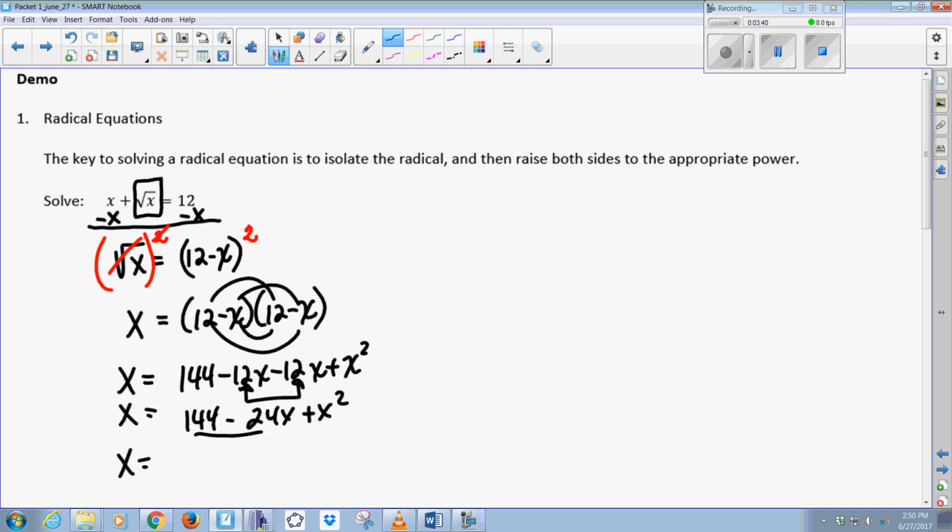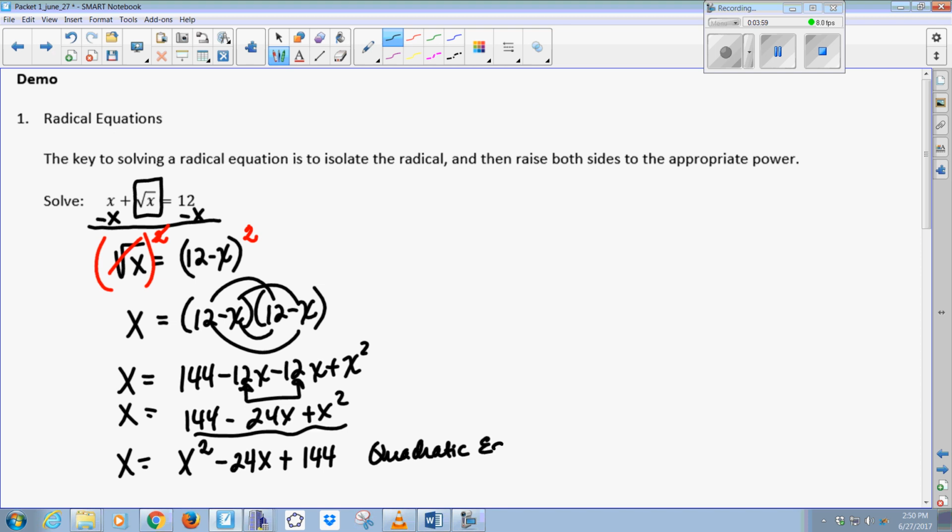Typically, we usually rearrange the expression on the right-hand side so that you have your highest power first, our quadratic term, that's what we call x squared. And then negative 24x is our linear term, and then 144 is our constant term. So now we have what we call a quadratic equation to solve.